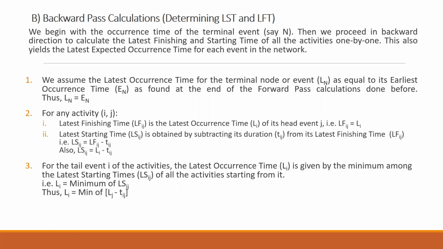And the last one: in the forward pass, we found the maximum of the two values where there is a merge. Now, when we go backwards, the minimum among the latest starting times will be considered for the tail event i. So Li is actually given by the minimum of LSij.